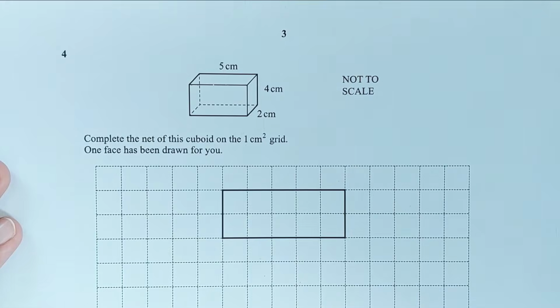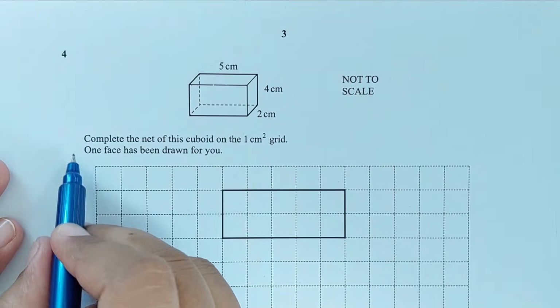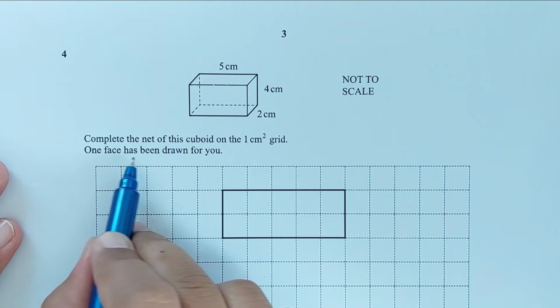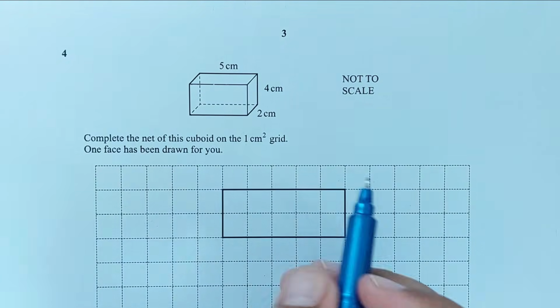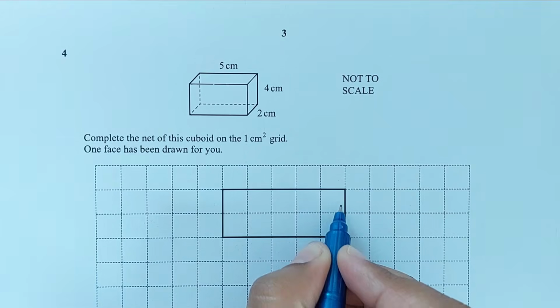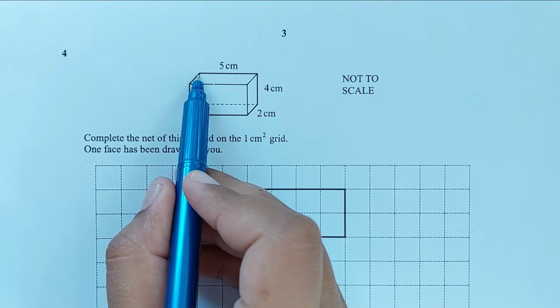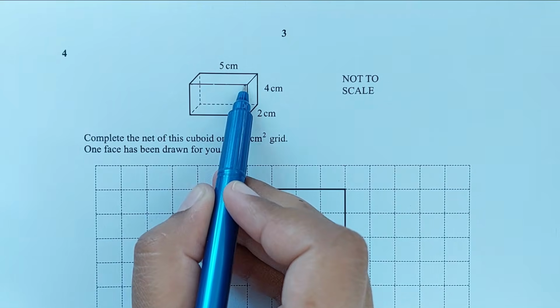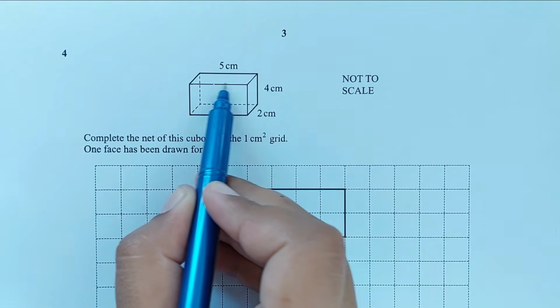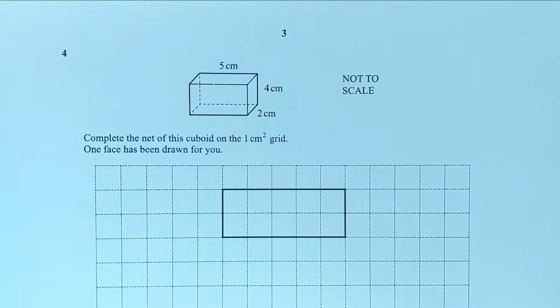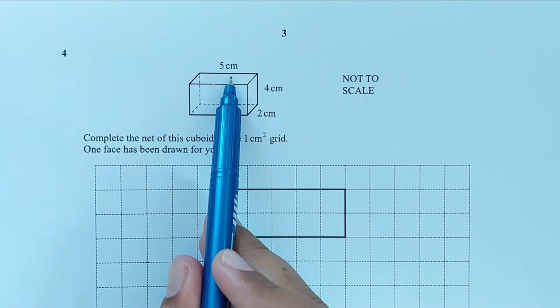All right. Question number 4. Complete the net of this cuboid on a 1 centimeter square grid. One face has been drawn for you. So the face is 5 by 2. This side is 5, this is 2. So let's say the top is already done. Now we have to make the rest of the sides.